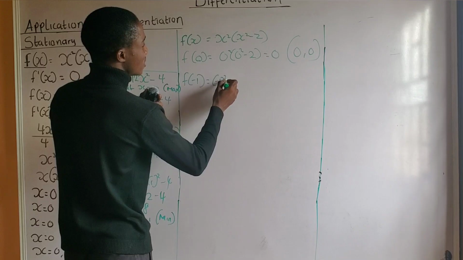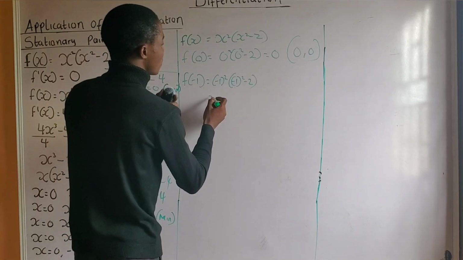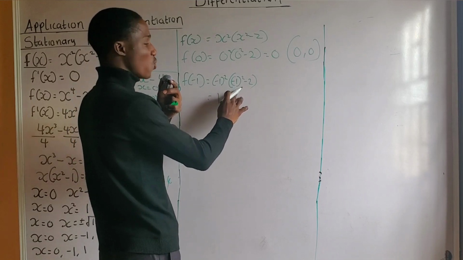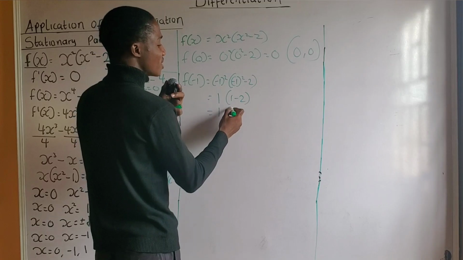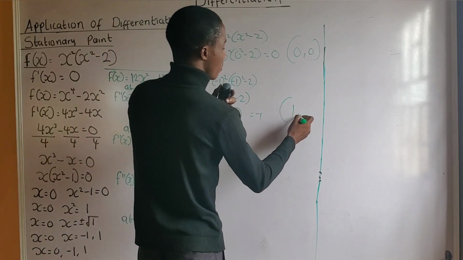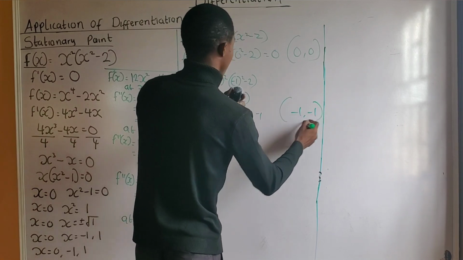When x is negative 1, f of negative 1 will be negative 1 squared multiplied by negative 1 squared minus 2. Negative 1 squared is 1. 1 minus 2 is minus 1. So 1 multiplied by minus 1 is minus 1. So the second point is minus 1 comma minus 1.